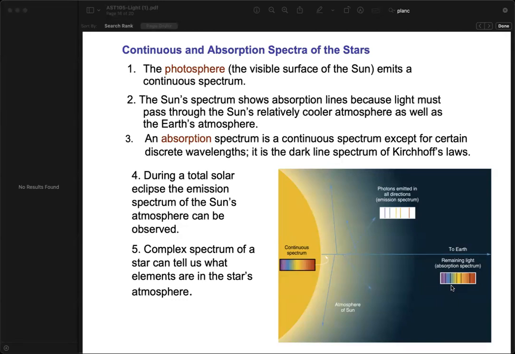And especially these kinds of experiments are useful during a solar eclipse, because during a solar eclipse, we can also see the emission spectrum. And that especially helps us figure out what substances are present in the atmosphere of the sun. And actually, from one of those experiments, the gas helium was discovered. So helium was first discovered on the sun.